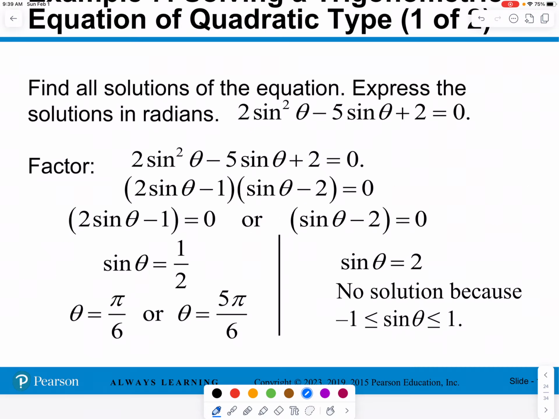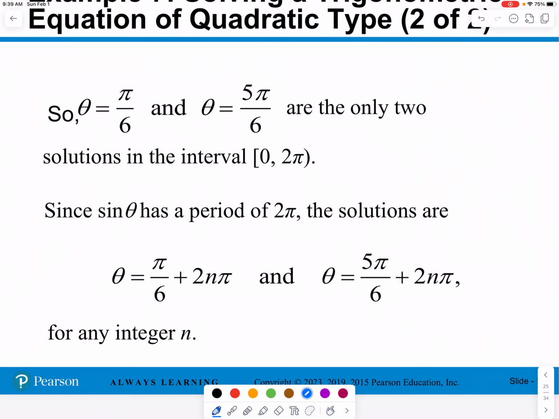No, why are they doing this? Let me see. Are the only two solutions on the interval from 0 to 2 pi? Since it has a period of 2 pi, the solutions are going to be pi over 6 plus 2n pi and 5 pi over 6 plus 2n pi for any integer n. Yep, we got the same thing.